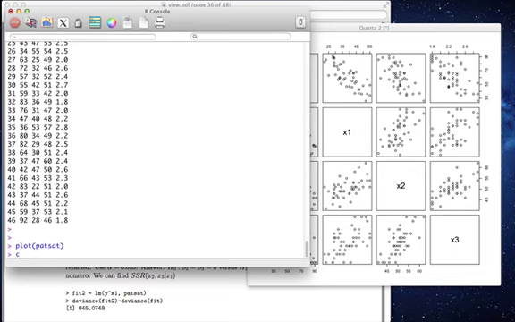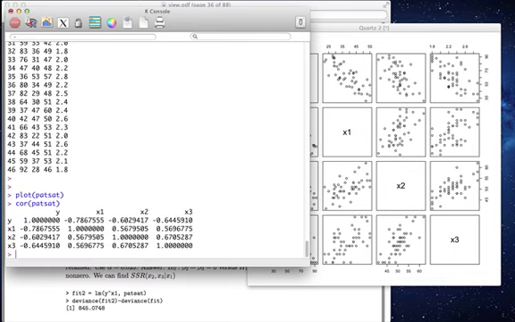If we do a correlation matrix of patsat, we're going to see the same thing: fairly strong correlations among my 3 predictor variables. Each of them has a negative relationship with Y.